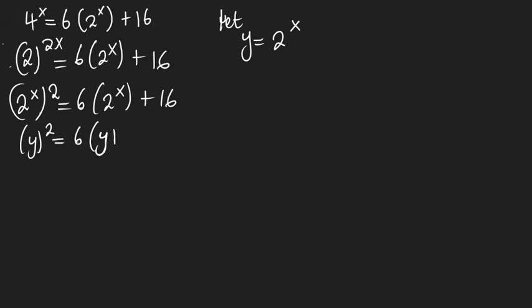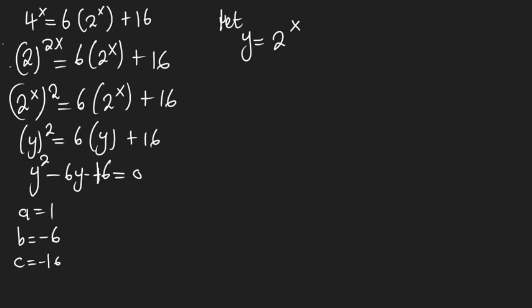Then this is going to be your y, then 16. So this is going to be y to the power 2 minus 6y minus 16 equal to 0. So we can use the same concept. We can say our a is 1, our b is negative 6, and our c is negative 16. So y is equal to, because b is negative, it becomes positive. Remember the formula is negative b plus or minus the root of b to the power 2 minus 4ac, all over 2a.